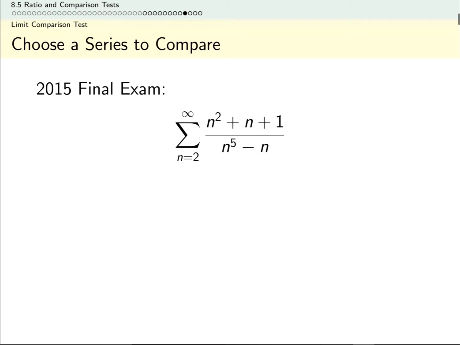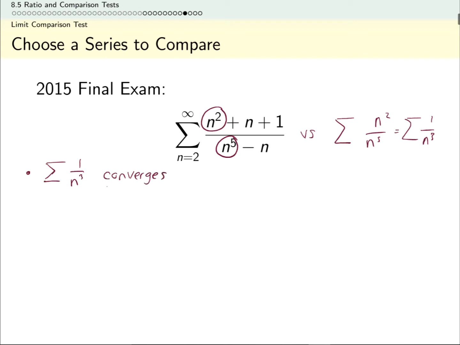The top and the bottom are polynomials, so I'm going to pick off the highest term in the top and the bottom, and I'm going to hope that that is the term that really dominates the character of these polynomials. So I'm going to compare this to n squared over n to the 5th, which is the same as 1 over n cubed. That's a p-series, so I know what happens to it. It converges because p is equal to 3, and 3 is bigger than 1.